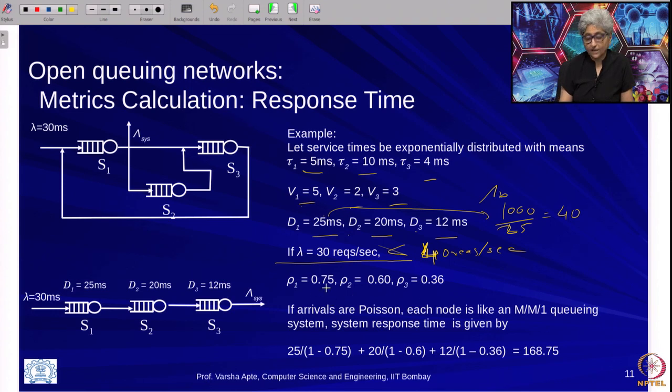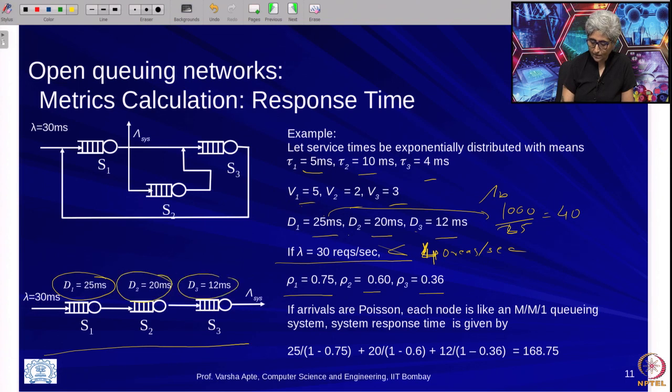The utilizations we had calculated earlier are 0.75, 0.6, 0.36. So, if arrivals are Poisson, we can treat it like a tandem queuing network like this, where the external arrival rate is 30 and the service time is the same as the service demand here, and it is just a single sequential run through this queuing network, and the response time will be given by D1 divided by 1 minus rho 1, D2 divided by 1 minus rho 2, D3 divided by 1 minus rho 3, and this is what you get.